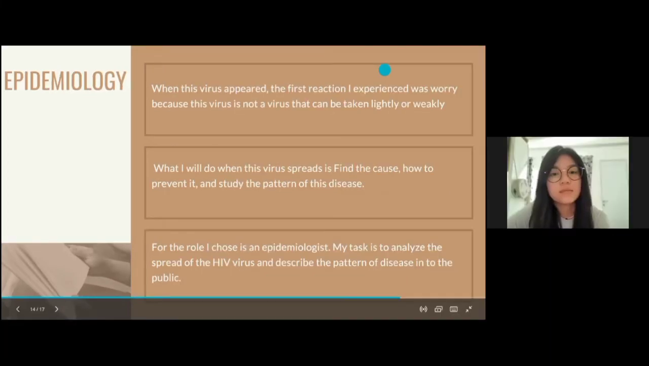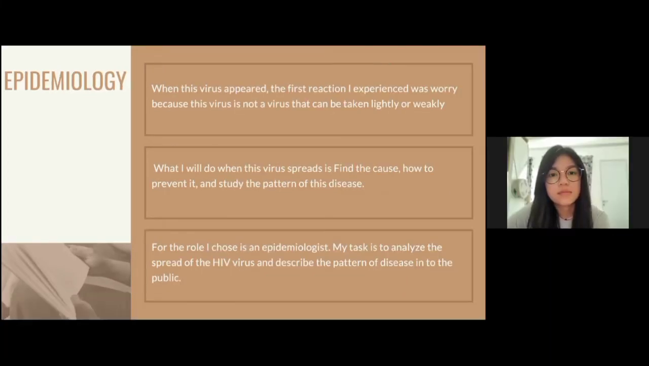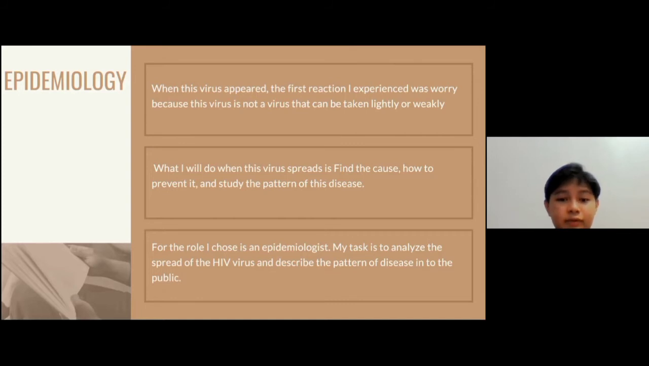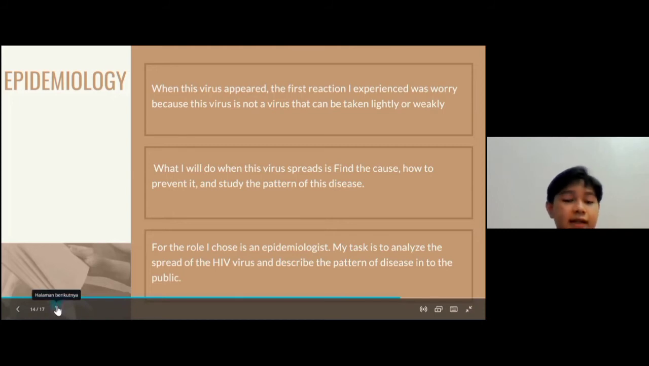My answer for the first question is, when this virus appeared, the first reaction I experienced was worry, because this is not a virus that can be taken lightly. Second question, what I will do when this virus spreads is find the cause, how to prevent it, and study the pattern of this disease. And for the last question, the role I chose is epidemiologist. My task is to analyze the spread of the HIV virus and describe the pattern of disease to the public.